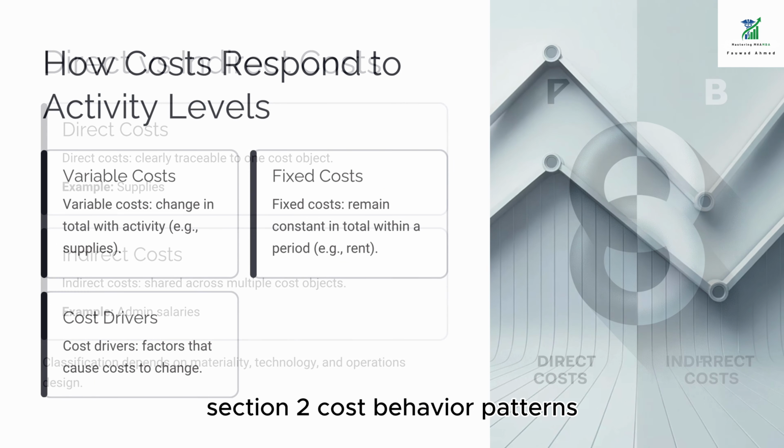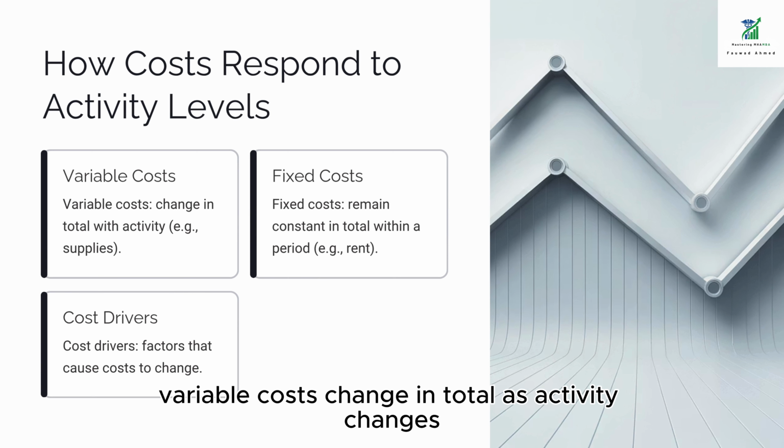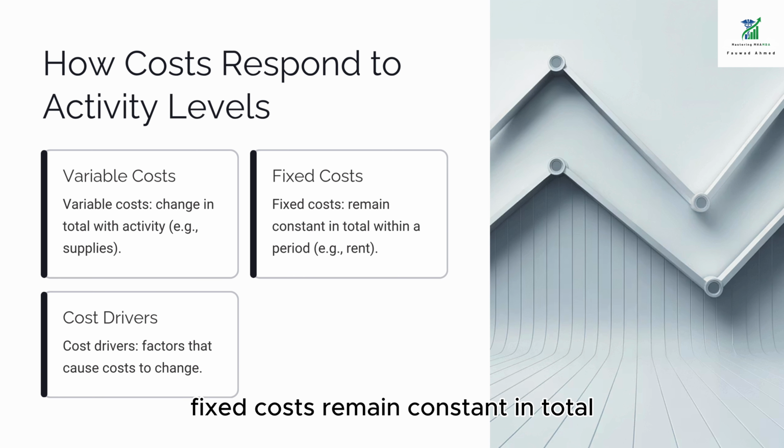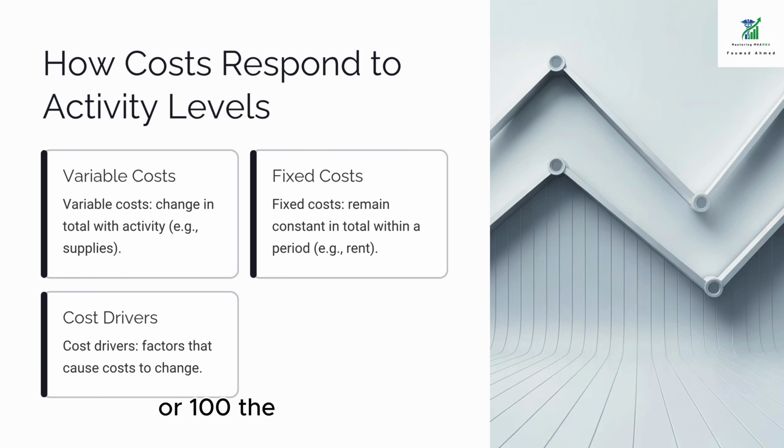Section 2: Cost behavior patterns. Next, let's see how costs behave. Variable costs change in total as activity changes. More patients mean more medical supplies. Fixed costs remain constant in total within a certain time frame, like your monthly facility lease, which does not change whether you treat 10 patients or 100.